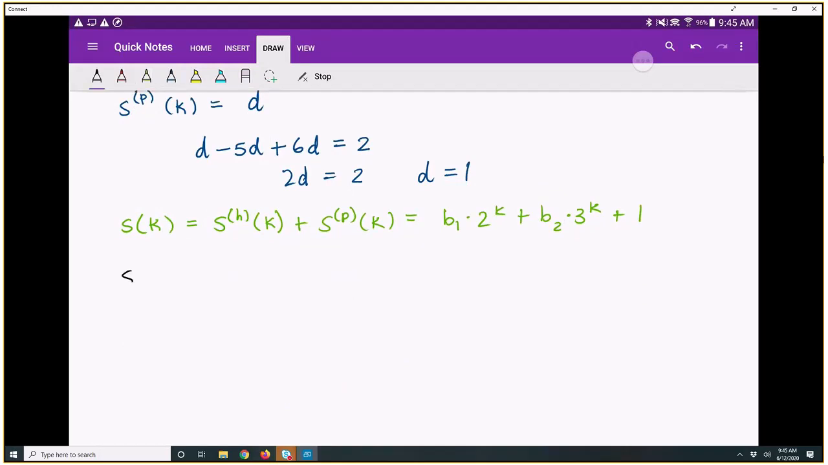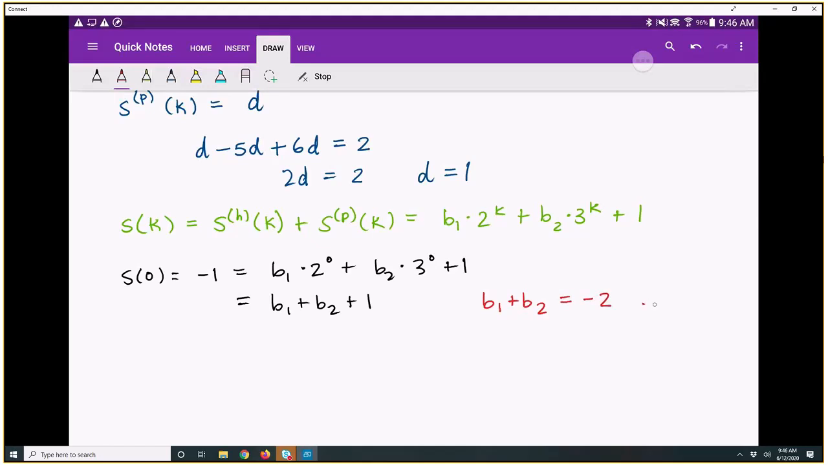So s of 0 equals -1, and s of 0 is b sub 1 times 2 to the power 0 plus b sub 2 times 3 to the power 0 plus 1. And that's equal to b1 plus b2 plus 1. So from this we obtain the equation b1 plus b2 equals -2. And I'm going to call this equation 1.